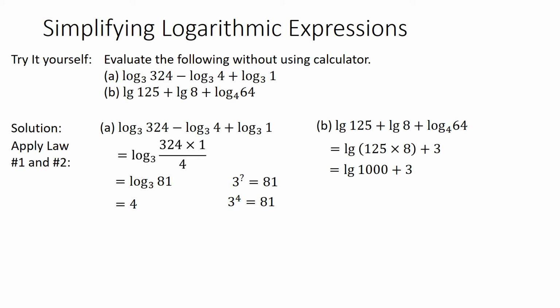Then we can simplify, it becomes log 1000 plus 3. So log 1000 is 3 because we know that 10 to the power of 3 equals 1000. Therefore, it will be 3 plus 3 and the answer is 6. Do you get the answer correctly?